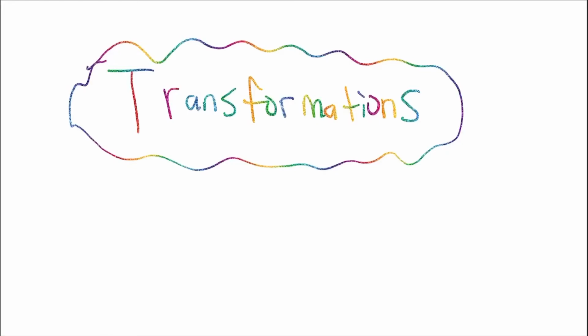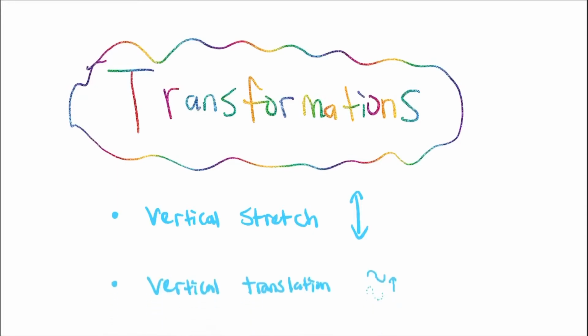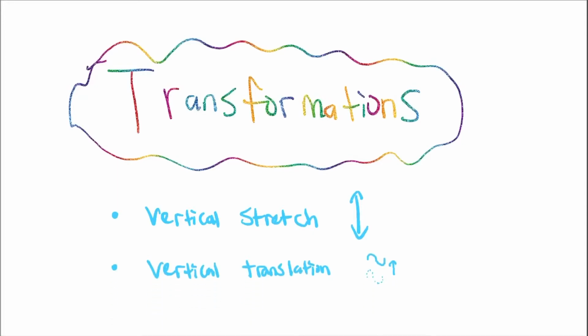There are basically three transformations that you are going to be learning. First is something called a vertical stretch, where your graph is stretched in the vertical direction. Another one is a vertical translation, where your graph is being shifted up or down. And lastly will be a horizontal stretch, where your graph is being stretched horizontally in the x direction.